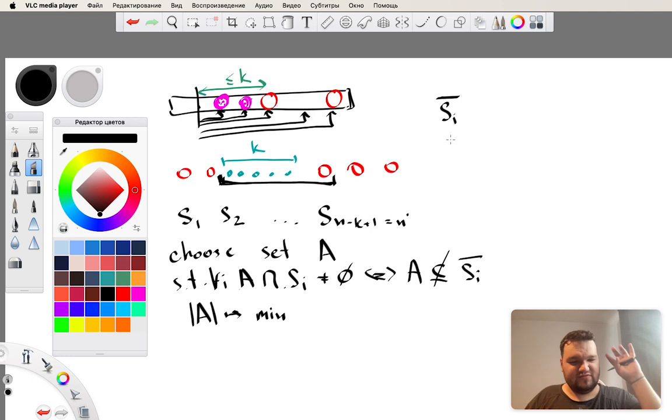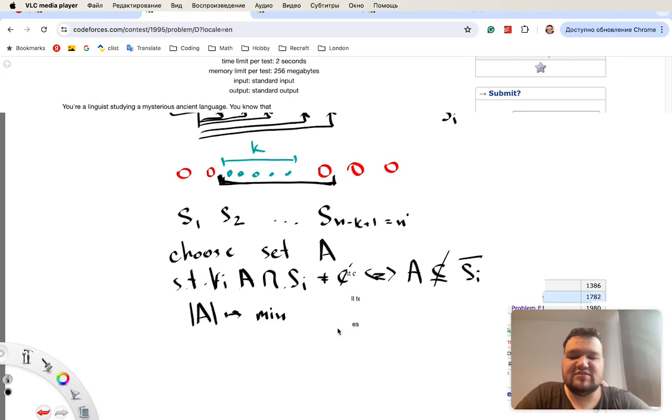So after we do that, we have marked all the bad sets. All the sets that are not marked are good, and we just need to take the one with the smallest size, smallest pop count, and that will be the answer.